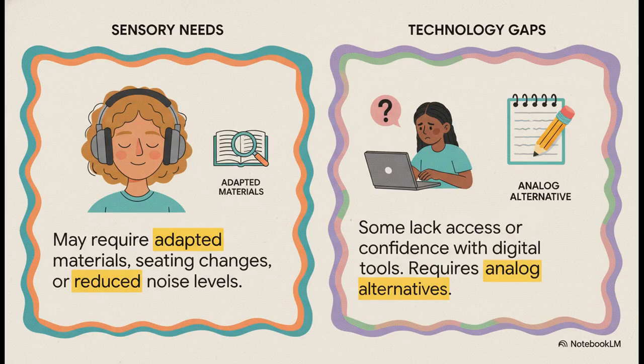And this really drives home the point that access means different things to different people. For one student, access could be a physical thing, like needing to sit closer to the board or getting materials in a bigger font. But for another student, access is about technology. Maybe they don't have a reliable device or internet at home, so an online-only assignment is a huge barrier. A truly inclusive classroom has a plan for both.